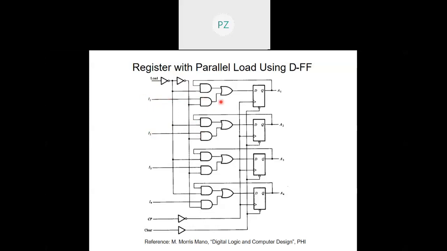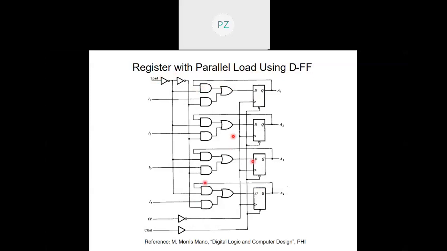So I1 will get into D, I2 will get into this D flip-flop, I3 will get into this third D flip-flop and I4 will get into this fourth D flip-flop. So once again, the parallel loads are I1, I2, I3, I4, and these inputs will be loaded into these D flip-flops whenever the load terminal is high. And whenever the load terminal is low, then their own previous state gets circulated back as the next state. So this is how a register with parallel load using D flip-flops will work.